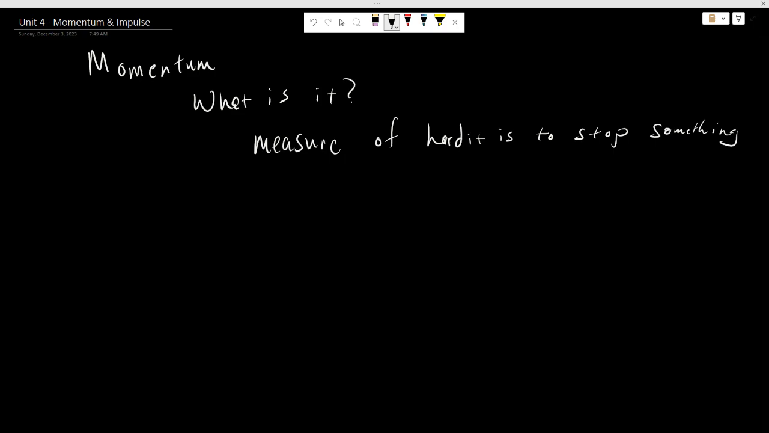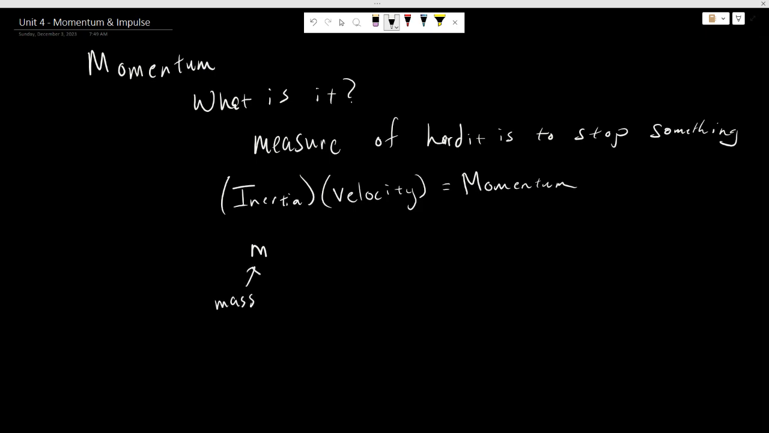All right. So if we think about how hard it is to stop something, first we need to figure out how hard it is to change that object's motion, right? And this is what we call inertia. And then to stop something, you need to relate to how fast it's going. So velocity. And this would equal momentum. So it is the velocity scaled by the inertia. The inertia is the mass for linear. And the velocity obviously is v. And this would equal momentum, which is given the letter p.